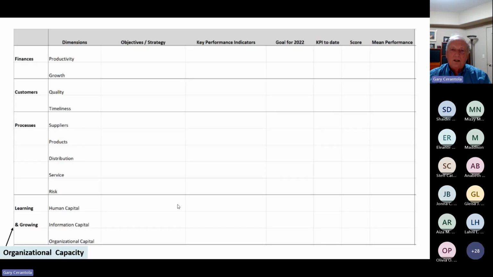So here's an example now of a strategy map for your exercise. You may change these a little bit, but you'll come up with an objective for the finance portions and come up with key performance indicators to satisfy those objectives and the goals of where these objectives are going, and then come up with a score. You're just going to do it for the finances, and you're going to leave these 3 empty.